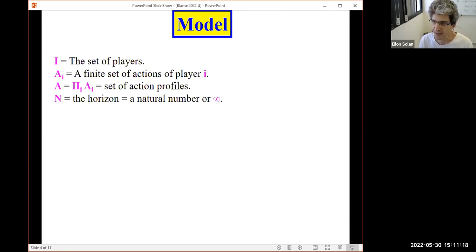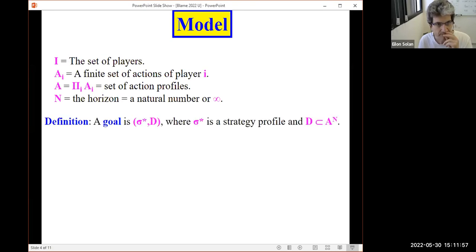So we have a finite set of players, I. Each player has a finite set of actions, A_i. In our case, A_i was 0 and 1, the two bits, and the set of players was Alice and Bob. A is the product of the A_i, the set of action profiles. And n is the horizon, which can be either finite or infinite. So we will either study the finite game or the infinite repeated game. Even though I use the terminology of games, there is no game here because there is no payoff function.